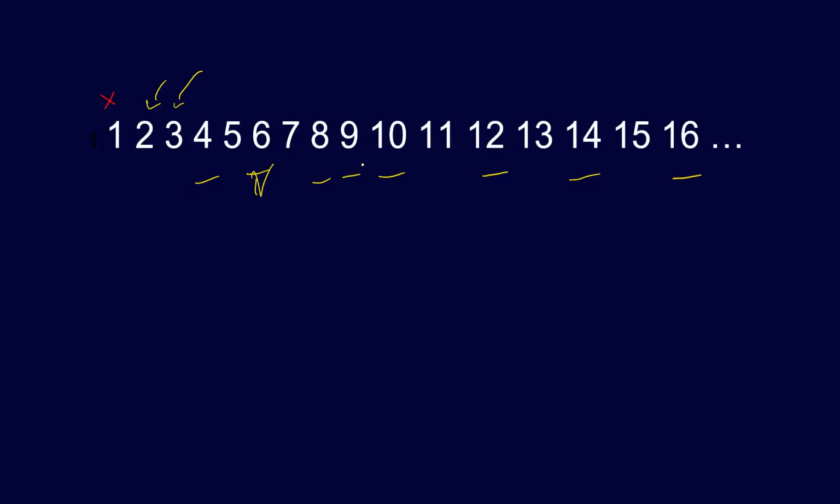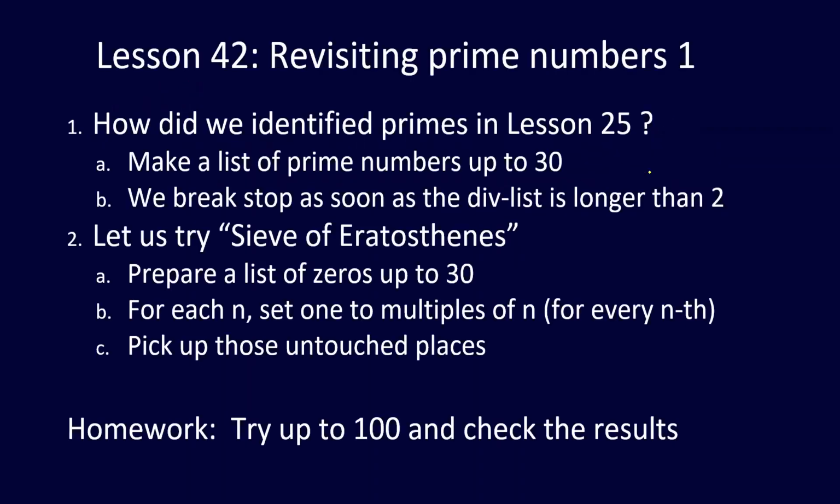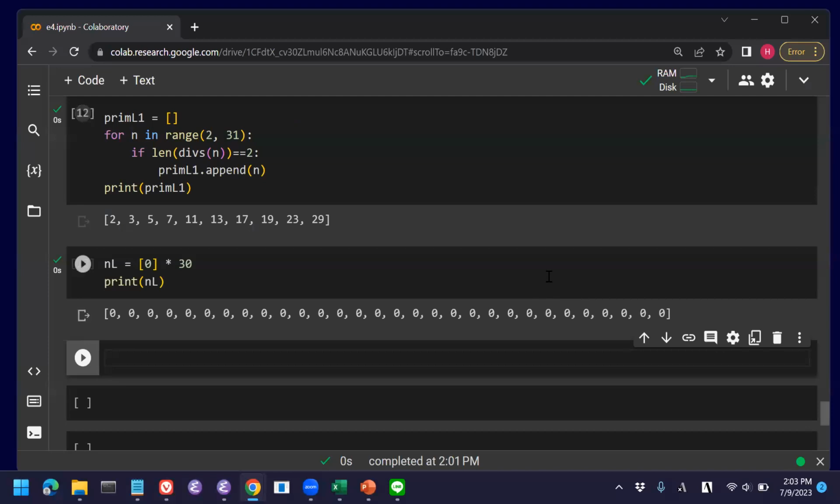So 9, 12, 15, and like this. 4 is already 1, so let's skip it. Okay. If 5, okay, add 1 to multiples of 5, and like this, continue this. So the idea can be implemented as, okay.